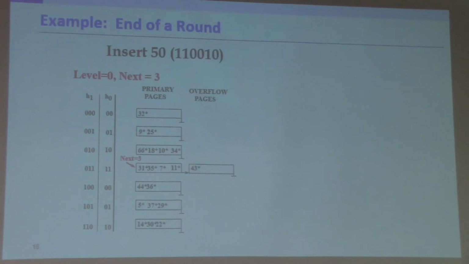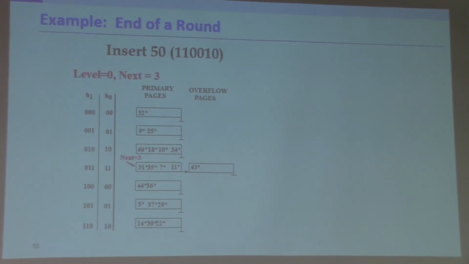If I continue this for some number of steps, I reach here. I insert 50 at this point, which is where it should go. Where should 50 go? It should go to this particular bucket because the last 2 bits are 1, 0. I'm still at current level 0, right? So I should still be using level 0 hash function to index this. So 50 goes here. But because that's an overflow, I split the next bucket.